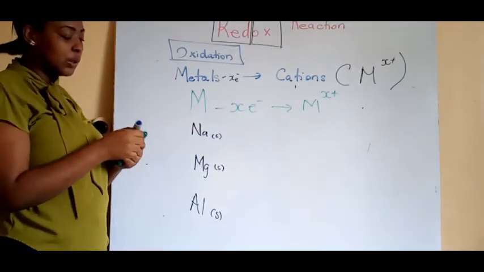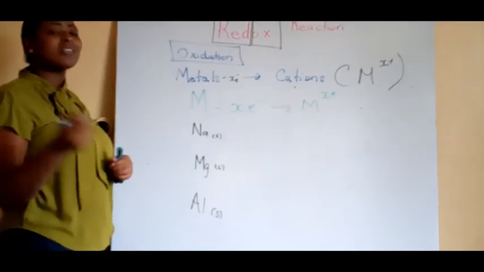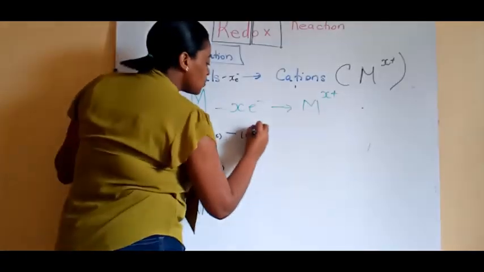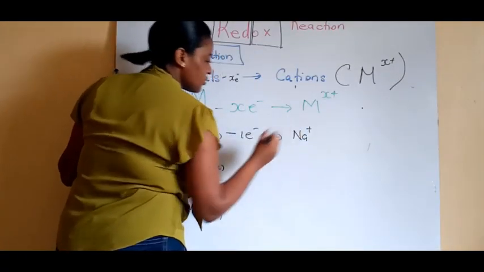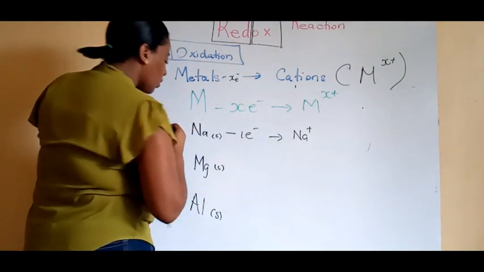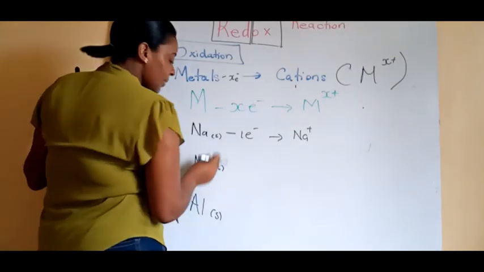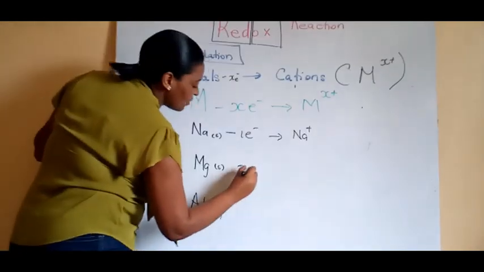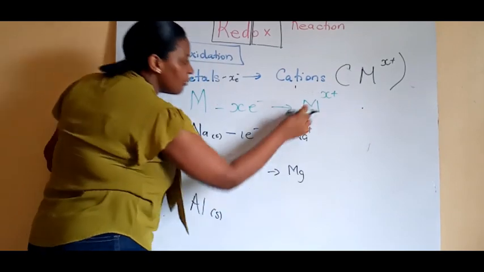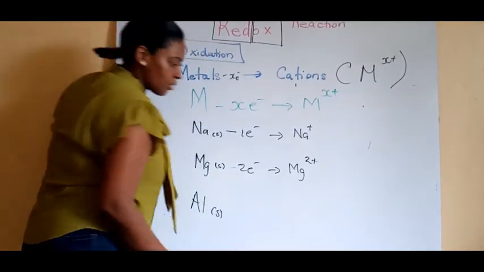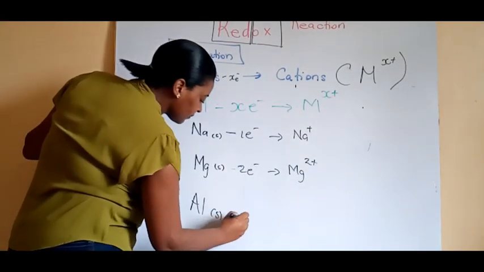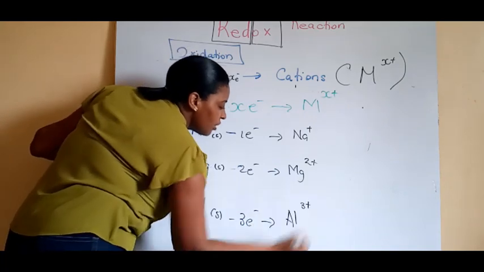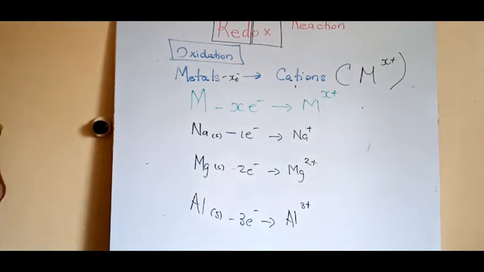In the first example, we want to look at sodium. Sodium belongs to group 1, so of course sodium is going to lose how many electrons? It's going to lose 1 electron. So sodium will lose 1 electron to form Na+, right? Now, magnesium belongs to group 2, so magnesium is going to lose 2 electrons. So magnesium will lose 2 electrons to form Mg2+. And remember, the charge is positive the number of electrons lost, right? Aluminum is in group 3, so it's going to lose 3 electrons, so its charge is going to be 3+.